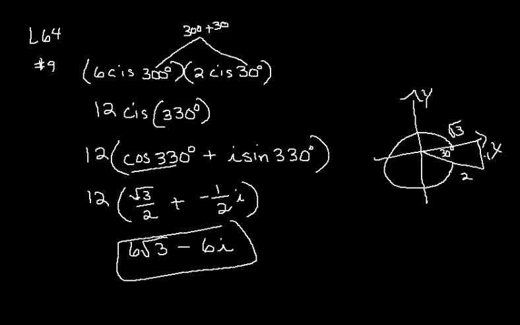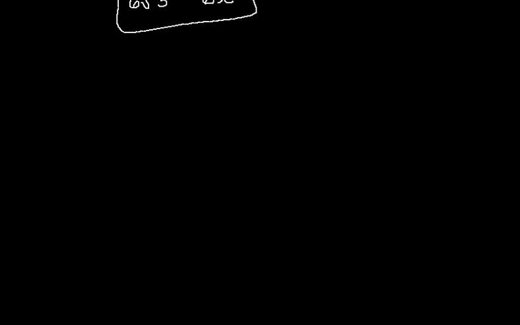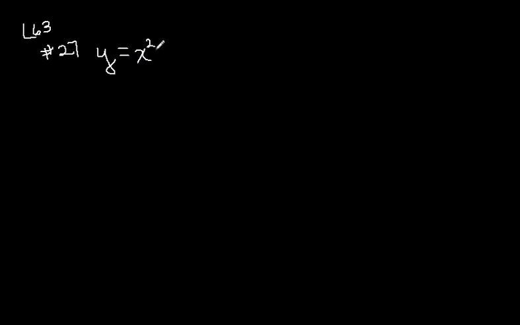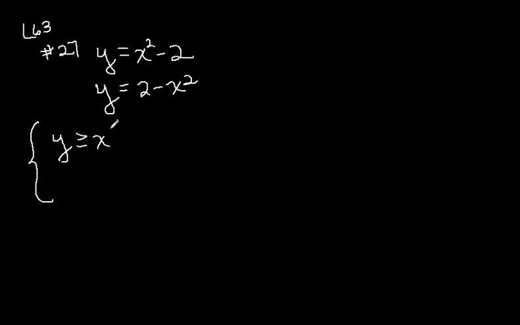Okay, last problem we're going to do is number 27. I did these all in one video because there weren't very many problems, unfortunately. Okay, lesson 63, number 27. And what kind of problem do we have here? Oh great. Y equals x squared minus 2. Y equals 2 minus x squared. They say to sketch the graph of those, and then we're going to shade in the inequalities. Y is greater than or equal to x squared minus 2, and y is less than or equal to the graph of 2 minus x squared.